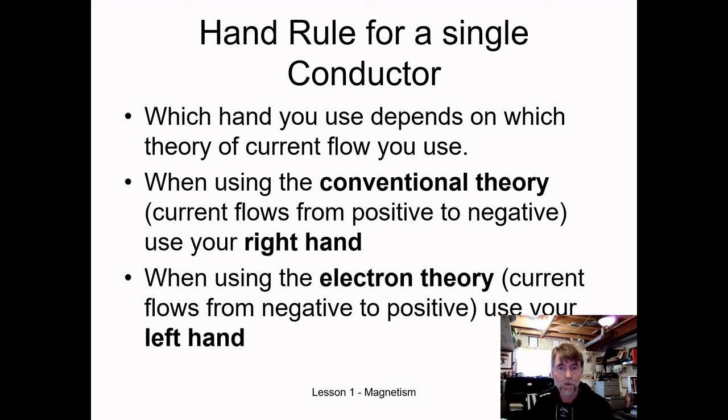Okay, so here's the rule. Conventional, let me underline this for you. Conventional theory is the right hand, and electron theory is the left hand. Okay, that's the rule. That's how we keep it separate. Conventional theory uses the right hand. Electron flow theory uses the left hand.